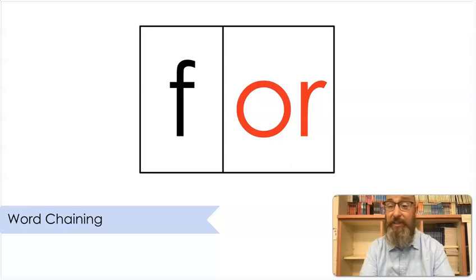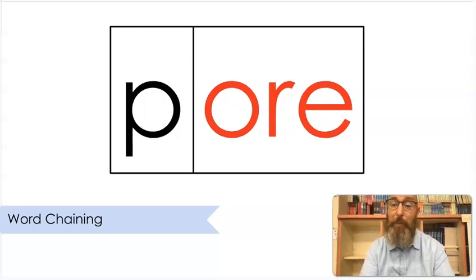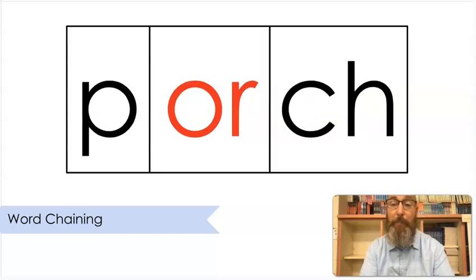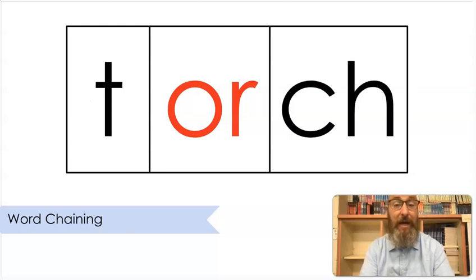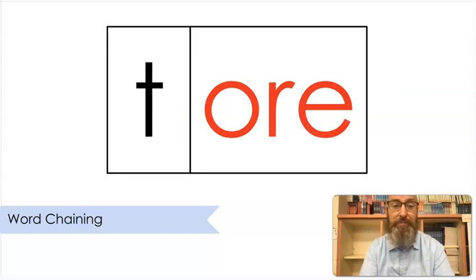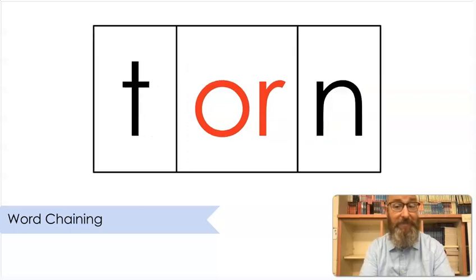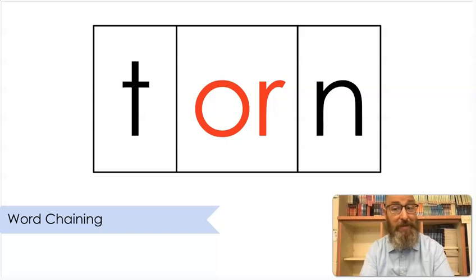What about for if I change the f to a p? What word do I have? Pour. What if I add a ch to the end of pour? What's my new word? Porch. On porch, if I change the p to a t, what word do I have? Torch. On torch, if I delete the ch, what word do I have left? Tour. And on tour, if we put a n at the end, what word do we have? Torn.